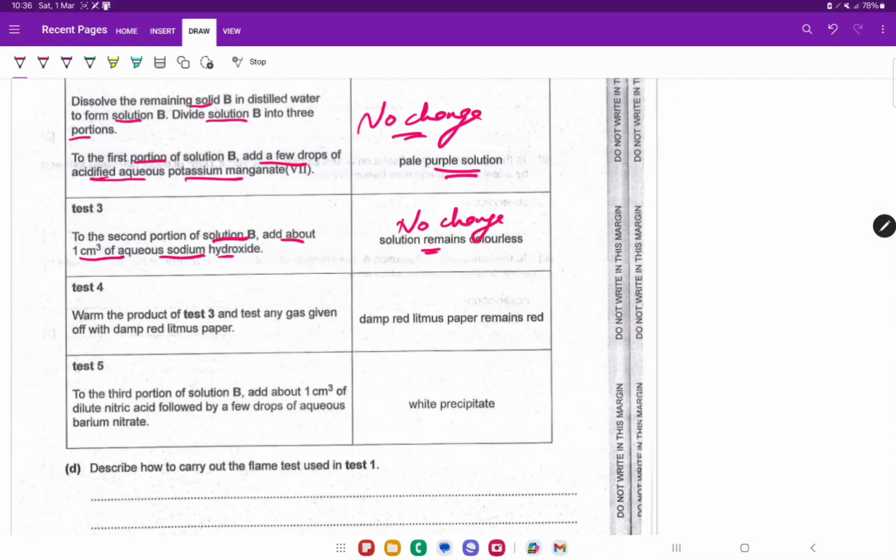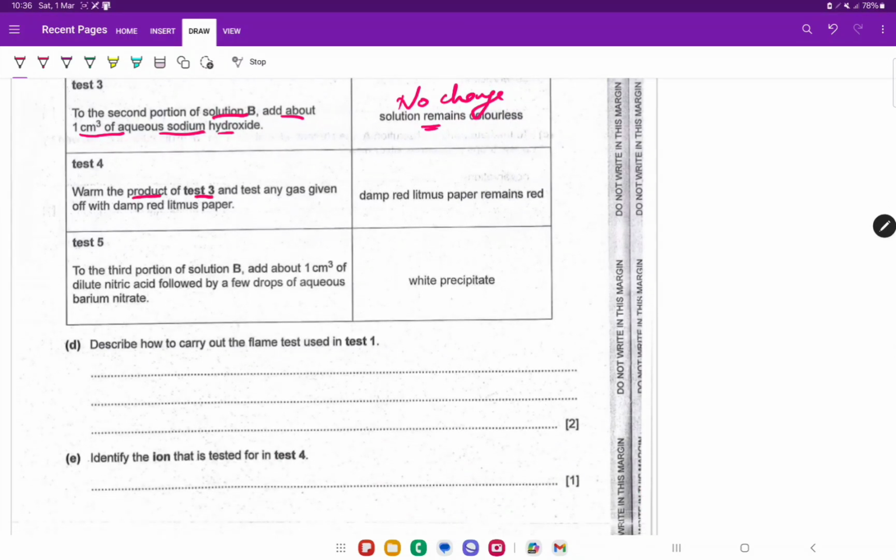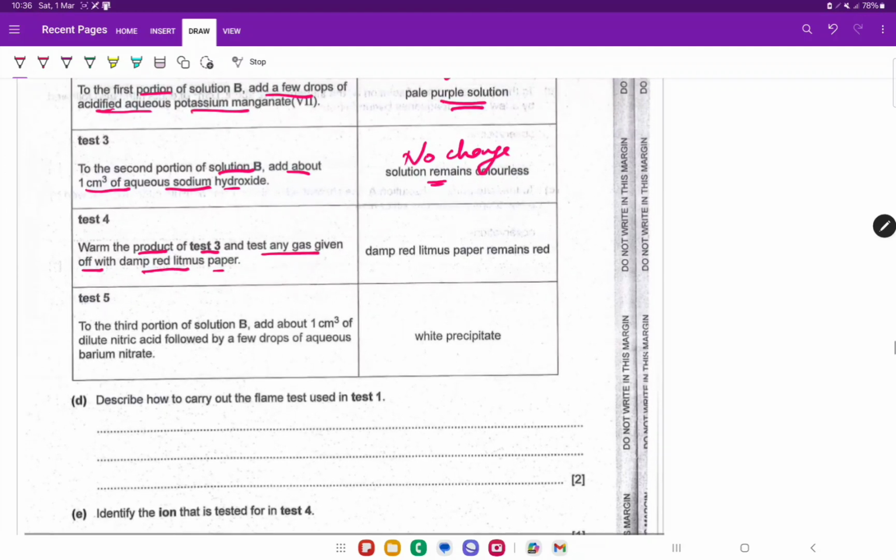No change again. Warm the products of test 3 and test any gas given off with a damp red litmus paper. Now what I am doing is, in test 3 we had added sodium hydroxide and now we are warming. There was no change, the solution remains colorless, but when we are heating this solution of test 3, if a gas is given out, what is it doing? It is not changing the red litmus. It remains red. There is again no change in the litmus paper.